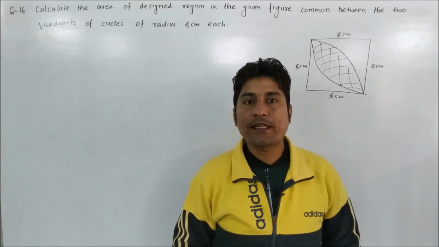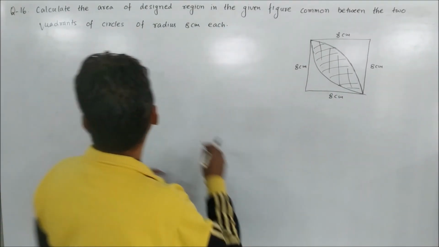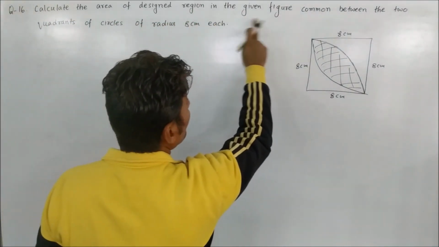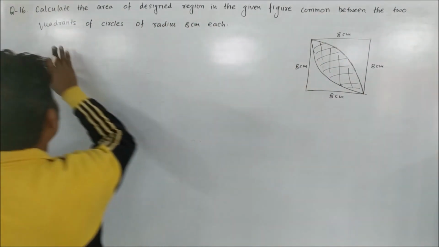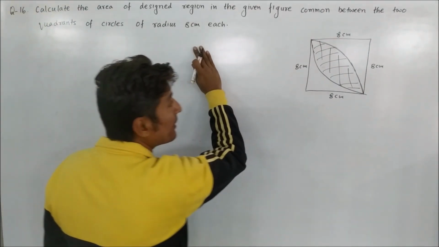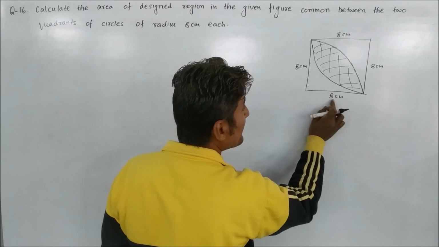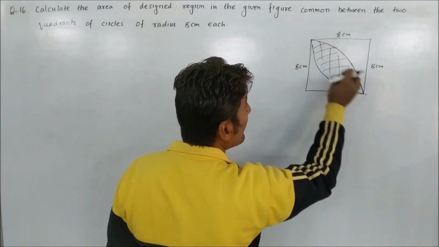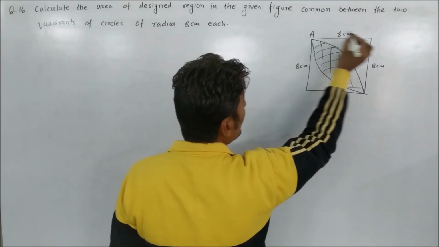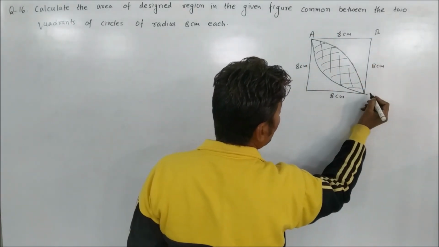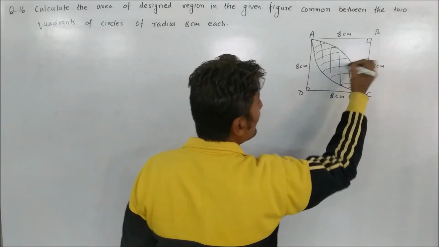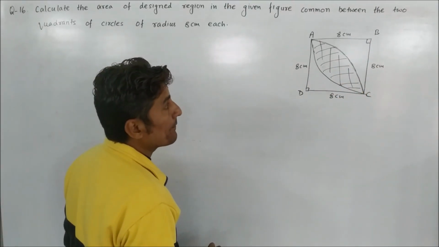Now let us have question number 16 of the same exercise. Calculate the area of design region in the given figure common between the two quadrants of the circles of radius 8 centimeter each. The radius of this quadrant is given 8 centimeter. So here we have to find the area of this design. Suppose the name of this vertex I have taken A, this vertex I have taken B, this one is C, this one is D. Measurement of all the angles are given equals to 90 degree.